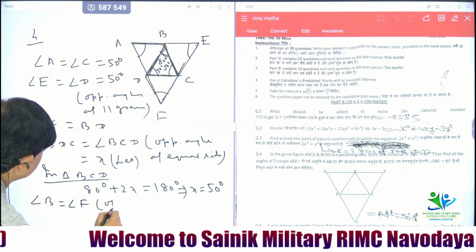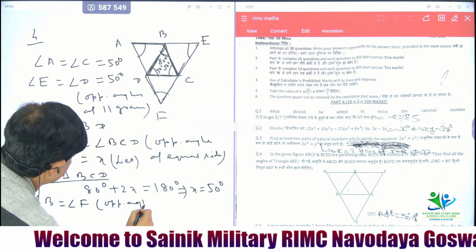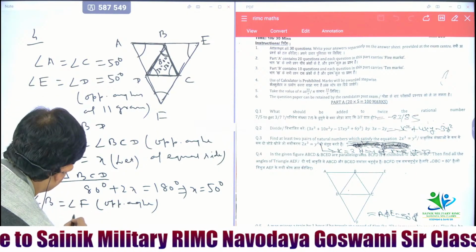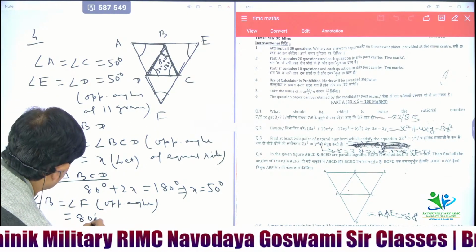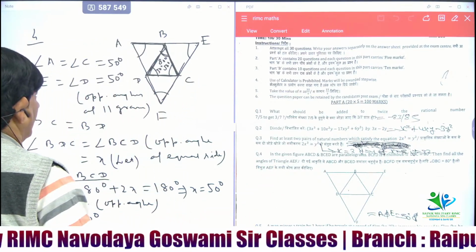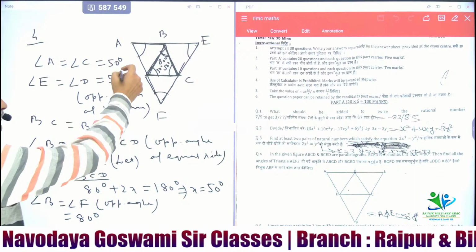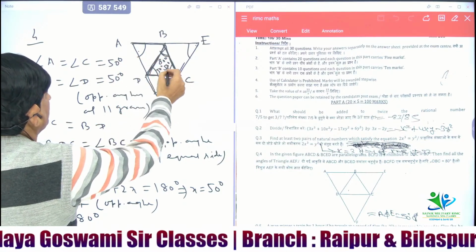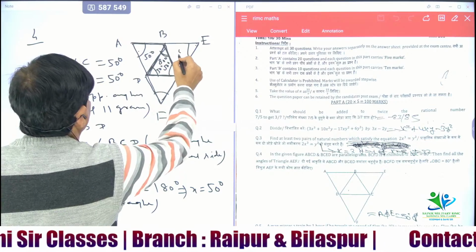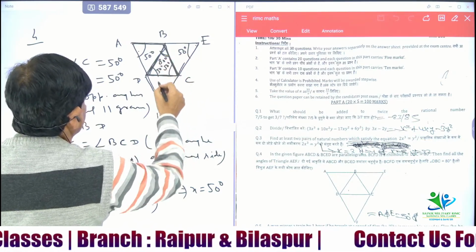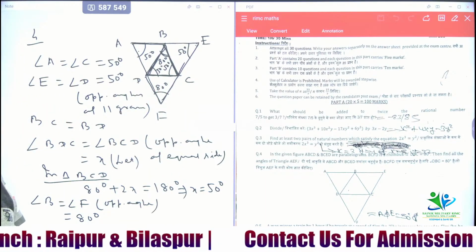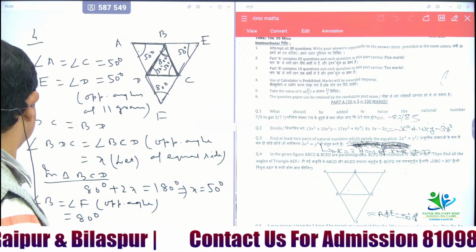Opposite angle, and therefore angle F is also 80 degree. So you have to find the angles of this triangle, and you get angle A is equal to 50 degree, angle B is equal to also 50 degree, and B is equal to F, that one is 80 degree. So you can find the angles of the triangle like this.